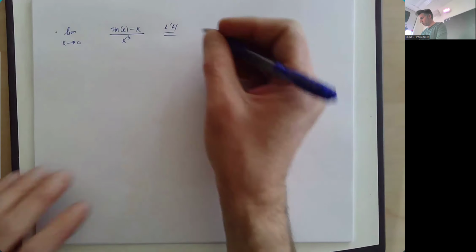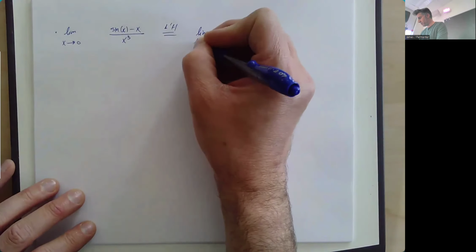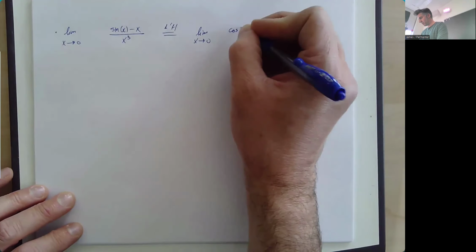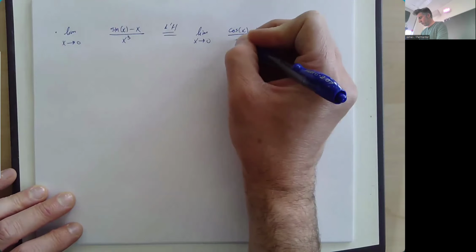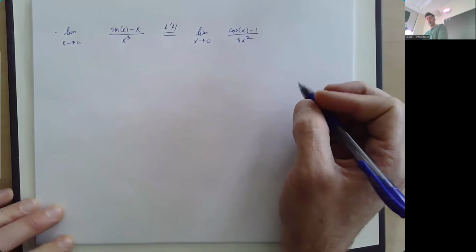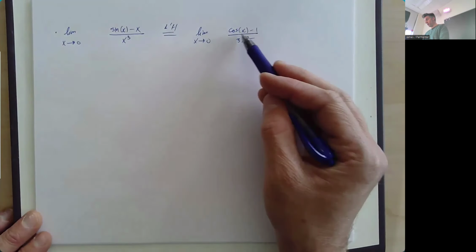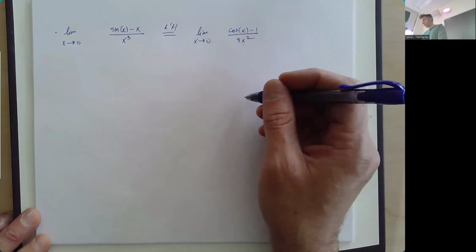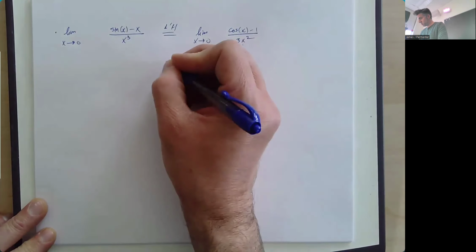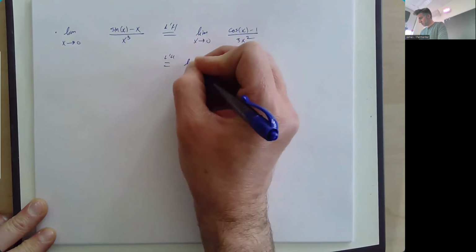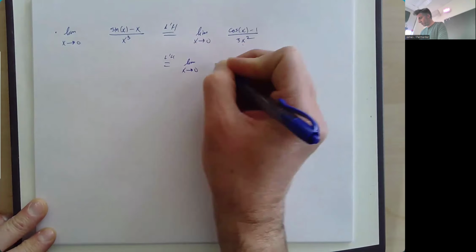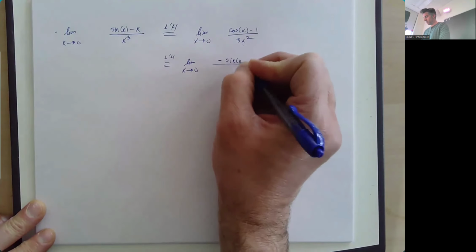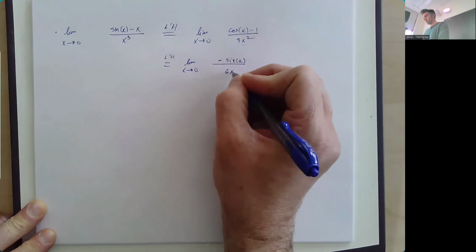Okay. So let's see here. So using L'Hopital's rule the first time, I'm going to get the derivative of sine x minus x is cosine of x minus 1 over 3x squared. If I plug in 0, I get 1 minus 1 over 0. So I have a 0 over 0. So I use L'Hopital's rule again. So now taking the derivative of the top, derivative of cosine of x minus 1 is negative sine of x. Derivative of the bottom is 6x.